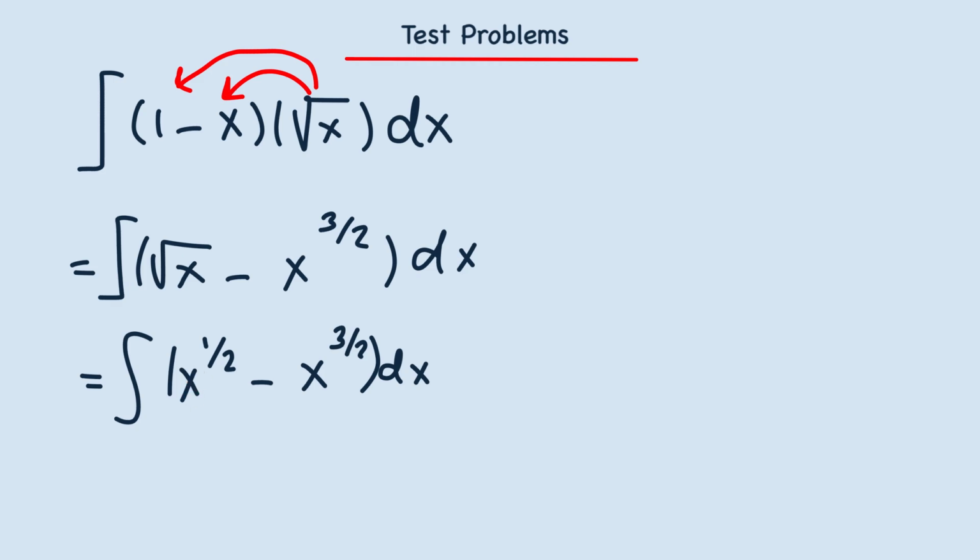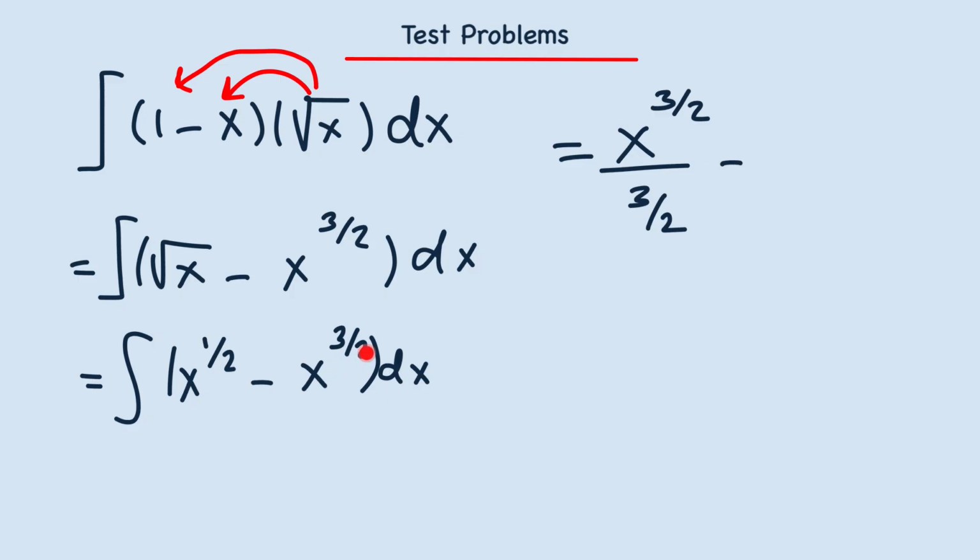So let us integrate this part, x to the power 1 over 2. 1 over 2, I have to add 1 to it. As we did earlier, I have to add 2 plus 1, which is a 3. 3 over 2. So the integral for this part will be x to the power 3 over 2. And I have to divide by the new exponent, 3 over 2, minus x to the power 3 over 2.